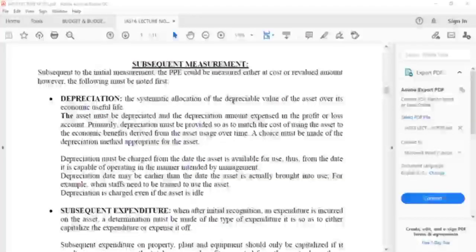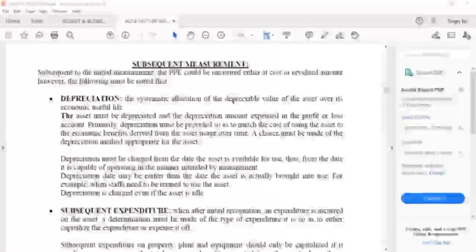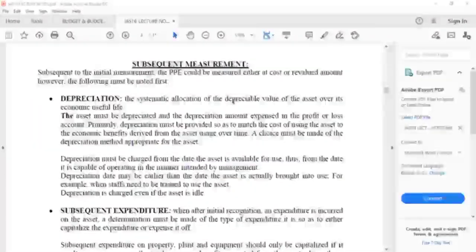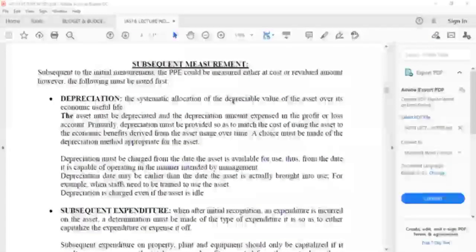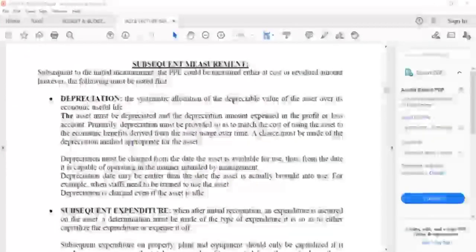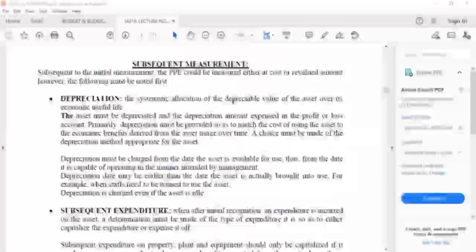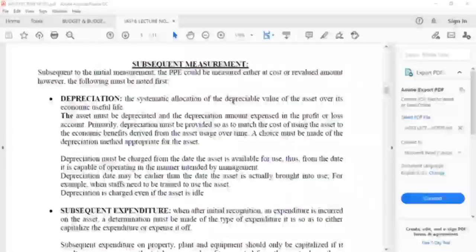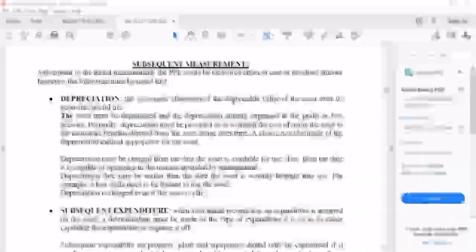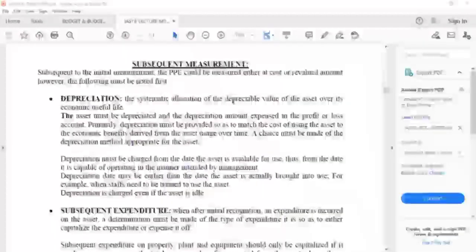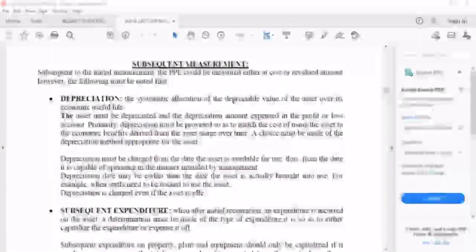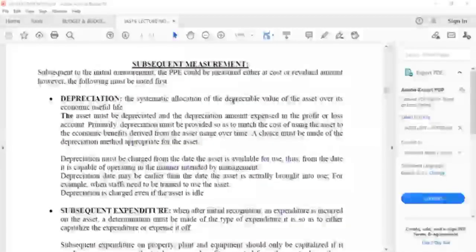Let's move on. Maybe you have a car that you are going to use for 10 years, and in the process of using the car, you went to do repairs and maintenance for the car. If you incur 10,000 on the repairs and maintenance, are you going to add it to the initial cost of the car? That is the new value of the car now. That is my question.